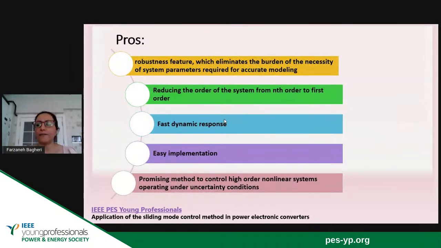Based on what I explained, we have such advantages for the sliding mode control. We have robustness. It means that our control method is not dependent on the parameters. Even if you change the parameters, nothing will happen. Your control method will work efficiently. The second thing is that it reduces the order of the system. It has fast dynamic response. It is very simple, with very easy implementation. So I can say that it is a promising method to control high-order, nonlinear systems that are operating under uncertainty and also when we have disturbances.